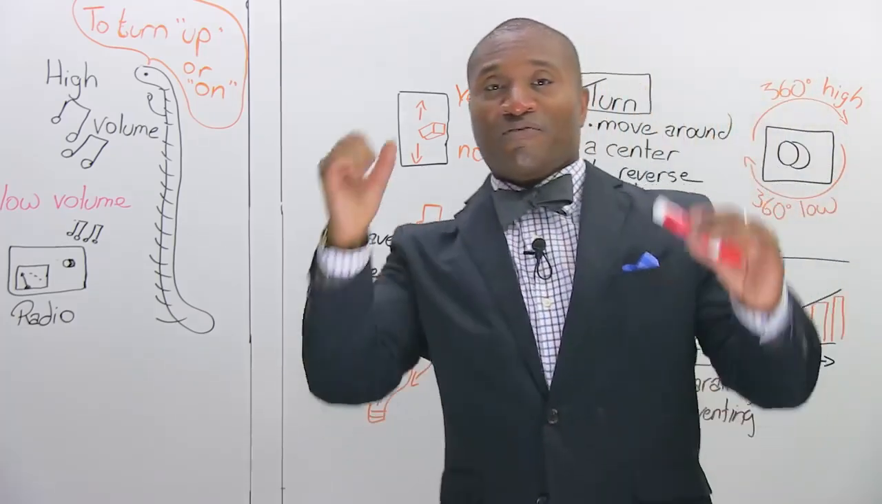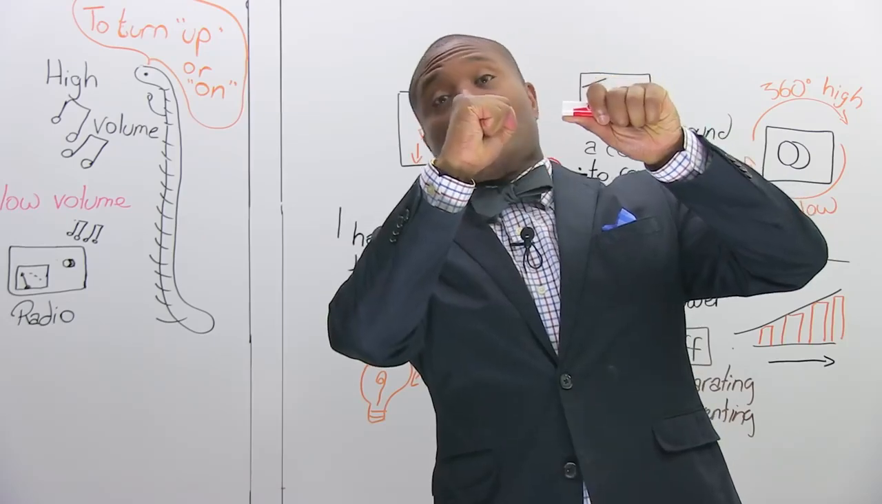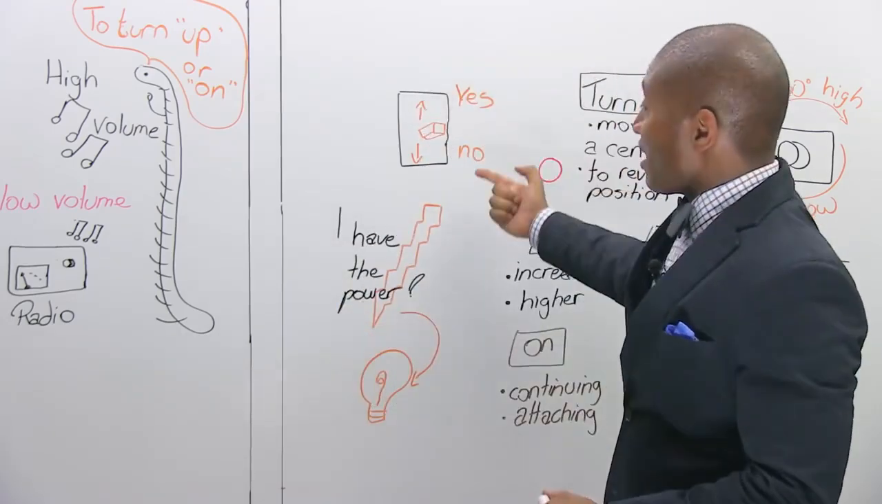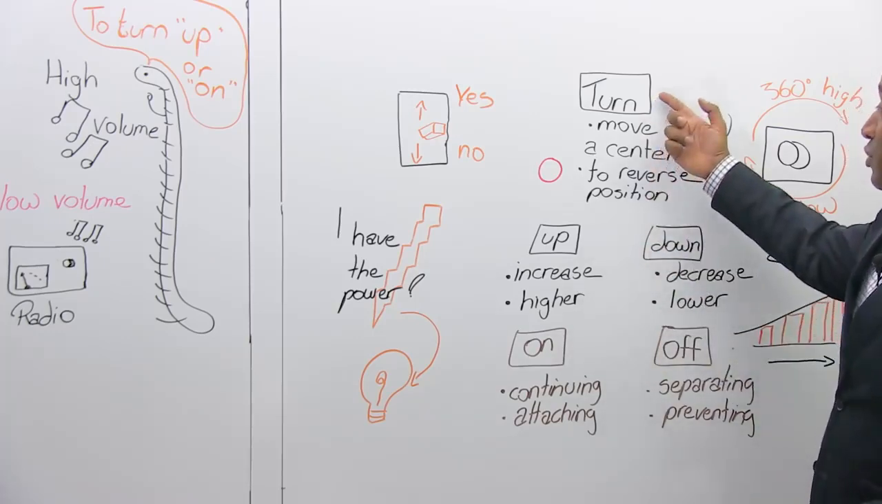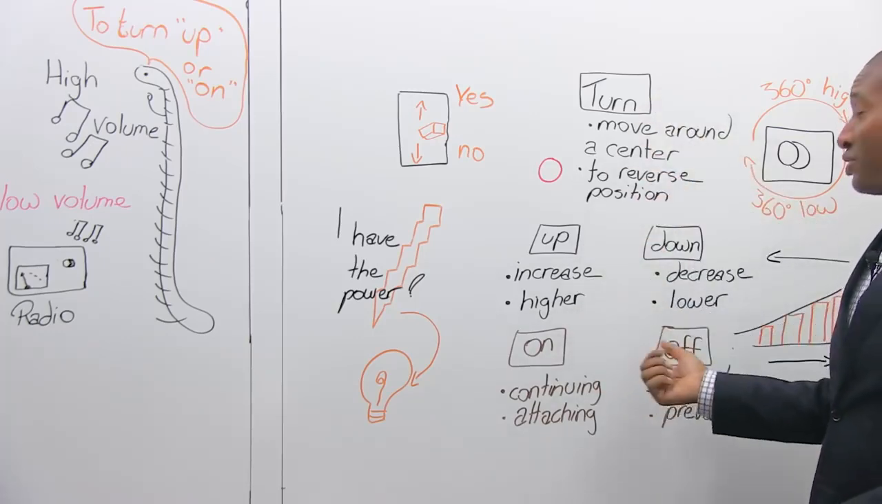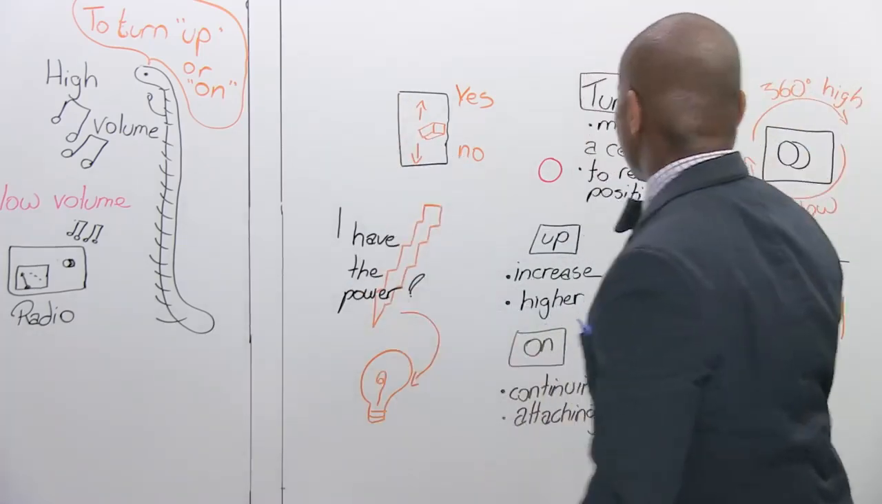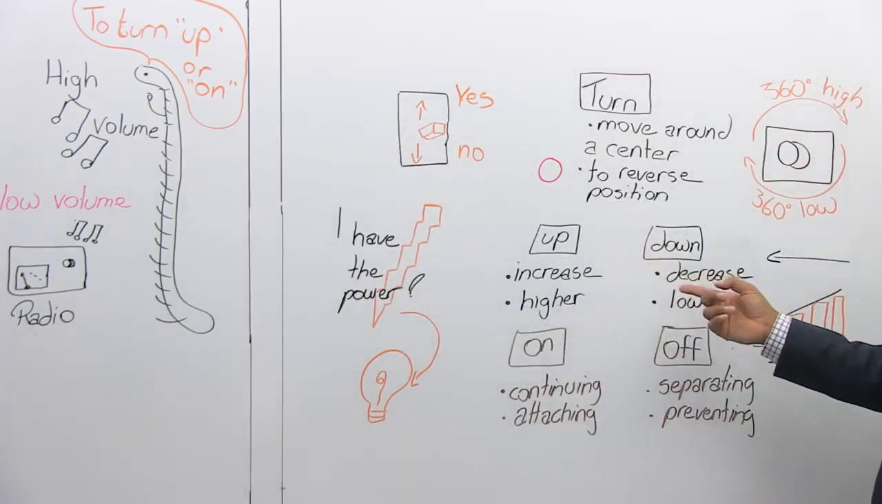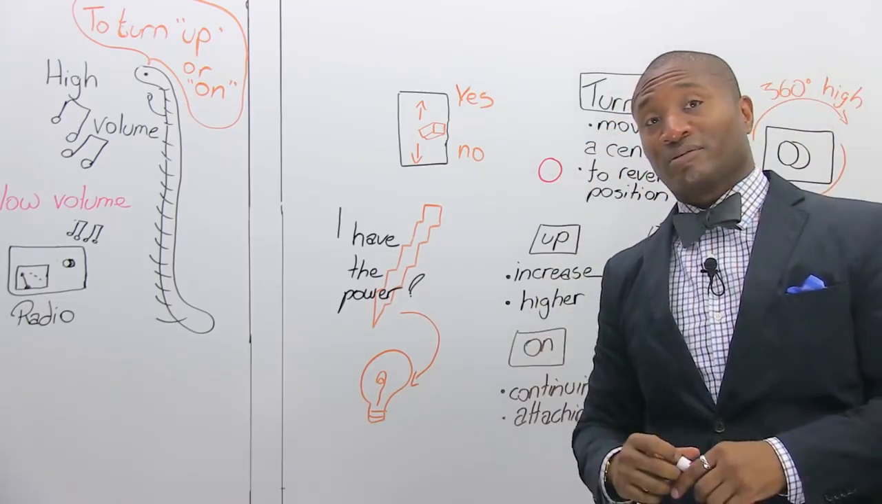When we separate, we prevent the power to go to the light. Because we stop it, there is no light. So this is why we have on or off for power. And we say we're turning on the power and turning off the power. But if we want more light, we will turn it up and increase it. Or if we want less light, we will turn it down and decrease it.